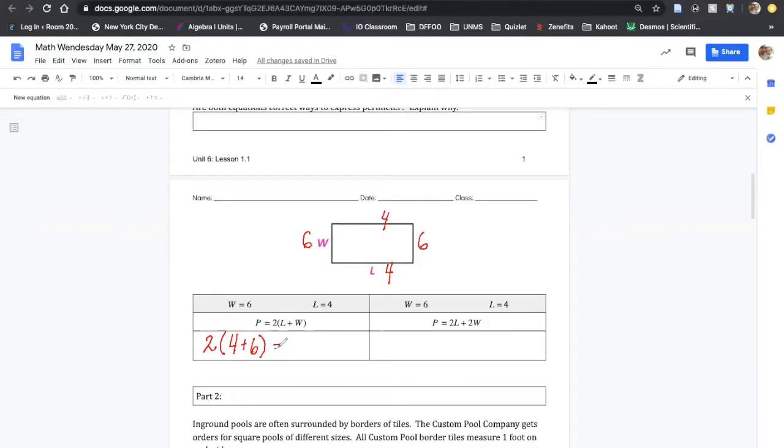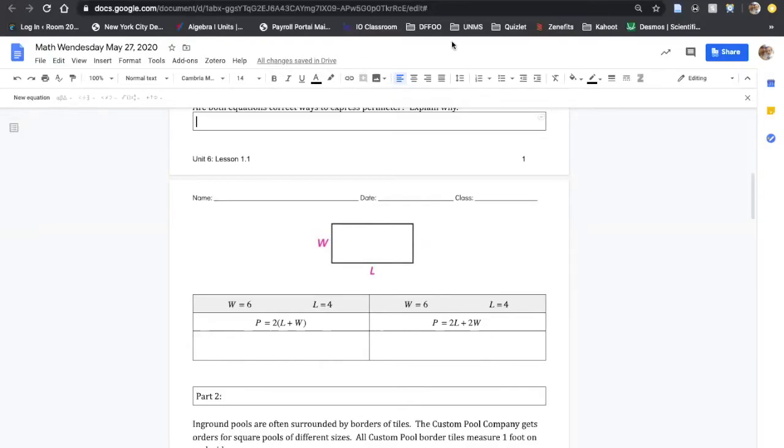Remember, order of operations, I'm going to do the parentheses first. So that's going to be 2 times 10, which equals 20. So what I want you to do is just verify on the right-hand side to see if we get the same answer or not. That's going to tell us if both of those are actually correct. Just take a minute, pause the video.